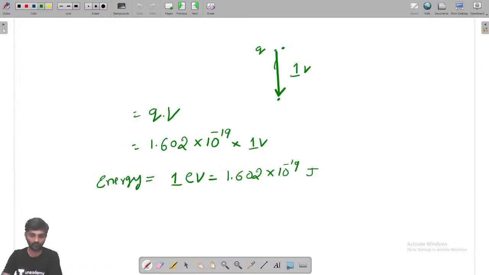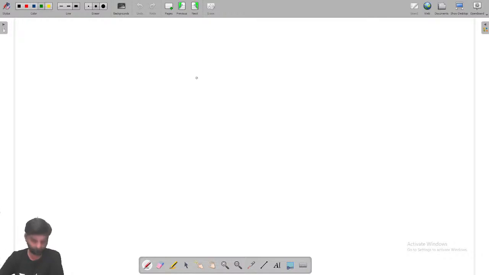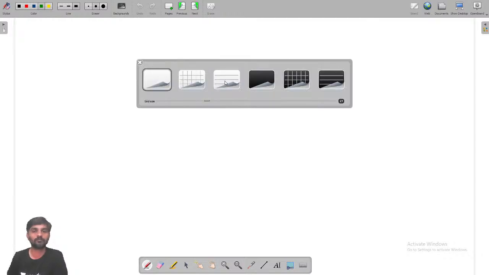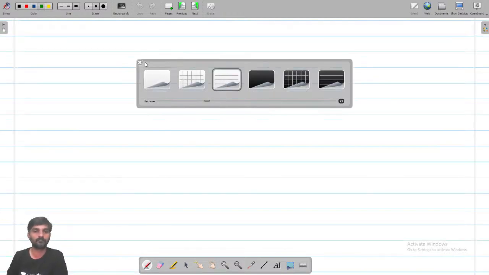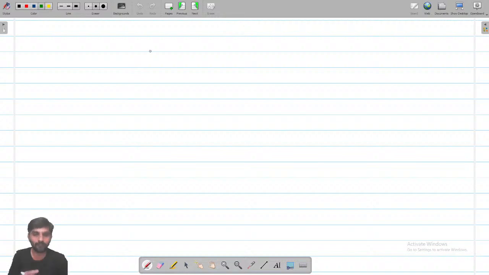Now, before moving to the Rutherford atomic model, there is another thing I have to mention. I'm trying to write it in a rule notebook, like a small student.